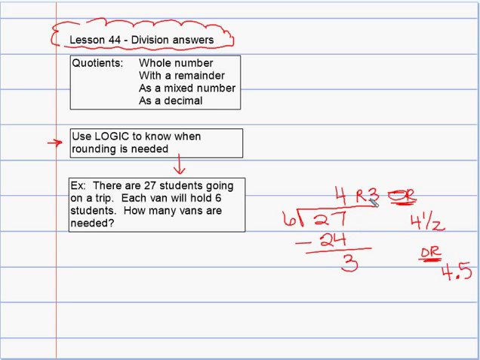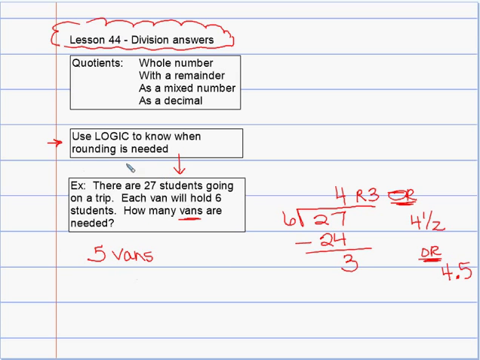Now, do any of these answers make sense for my question? How many vans are needed? So are you going to tell me I'm going to take 4 remainder 3 vans? No, because I don't even know what that means. Are you going to say 4 1/2 or 4.5 vans? Well, you might be tempted to say that, but have you ever seen half of a van? You're right, we would fill half of that van. However, we really need 5 vans to be able to fit everybody.